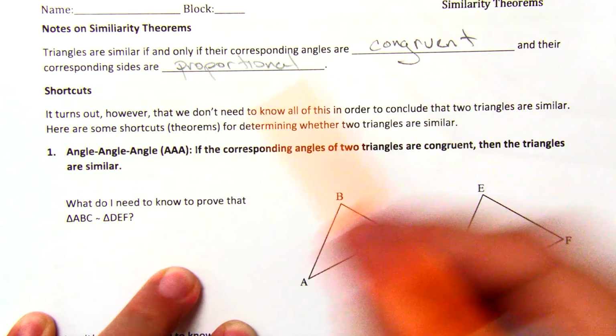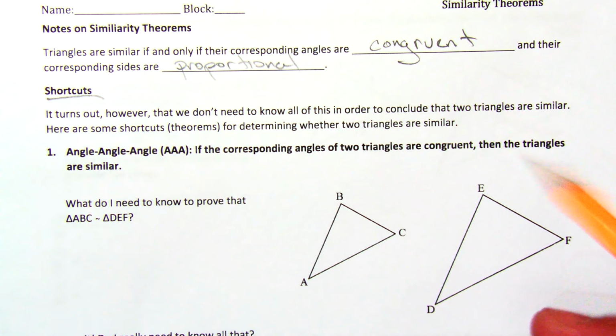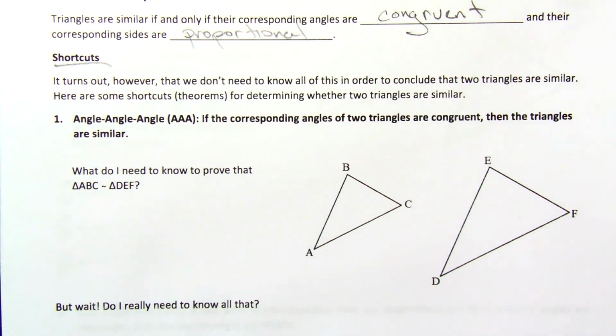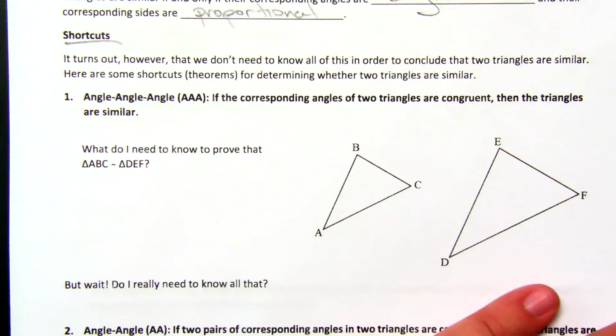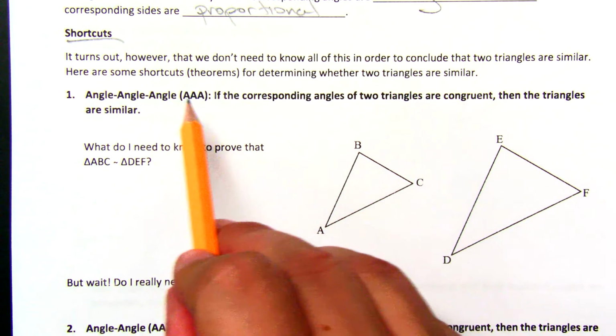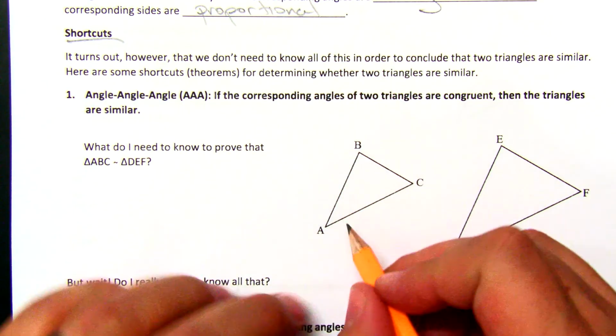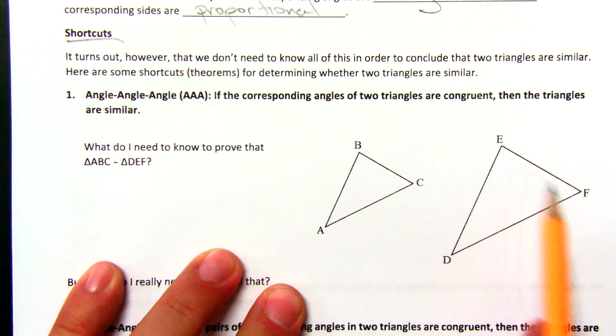Turns out, though, there's some shortcuts, and this is what the theorems are. These theorems tell us how to prove that two triangles are similar, even if we don't have quite all that information. The first theorem that we're going to talk about, and I've sort of used this already, is called angle, angle, angle. So, if I know, for instance, I've got two triangles here, ABC and DEF.